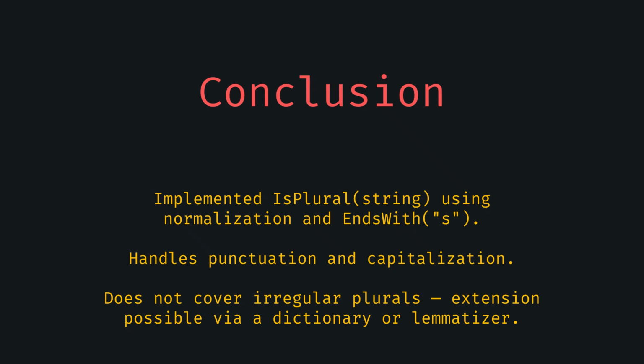In summary, we've built a small, robust C# function that detects plural words using a practical heuristic. It's simple, easy to test, and safe for many everyday scripts. If you need more accuracy, add a small irregular plurals dictionary or integrate a morphological library. Thanks and happy coding.